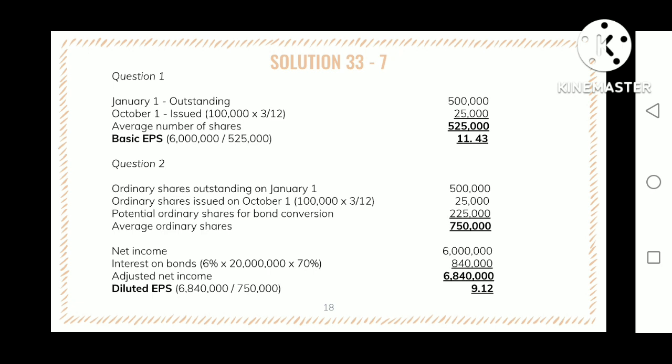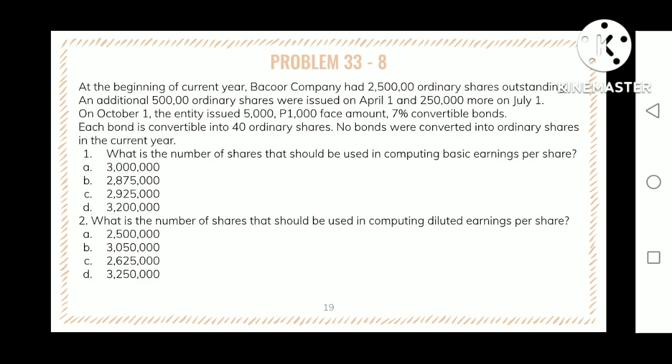So, the interest on convertible bond is added back to net income because it is assumed that the bonds are already converted into ordinary shares. Ordinary shares outstanding: an additional 500,000 ordinary shares were issued on April 1 and 250,000 more on July 1.